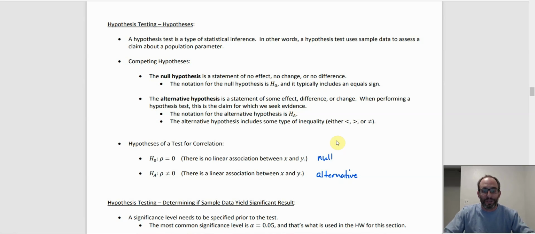are to do it like this, where the null is that the correlation is 0, the alternative is that the correlation is non-zero, because what's a zero correlation? If you have a correlation of 0, that means that there's no linear association between your two variables. So between x and y, whatever they are. And then a non-zero correlation would be some kind of linear association.